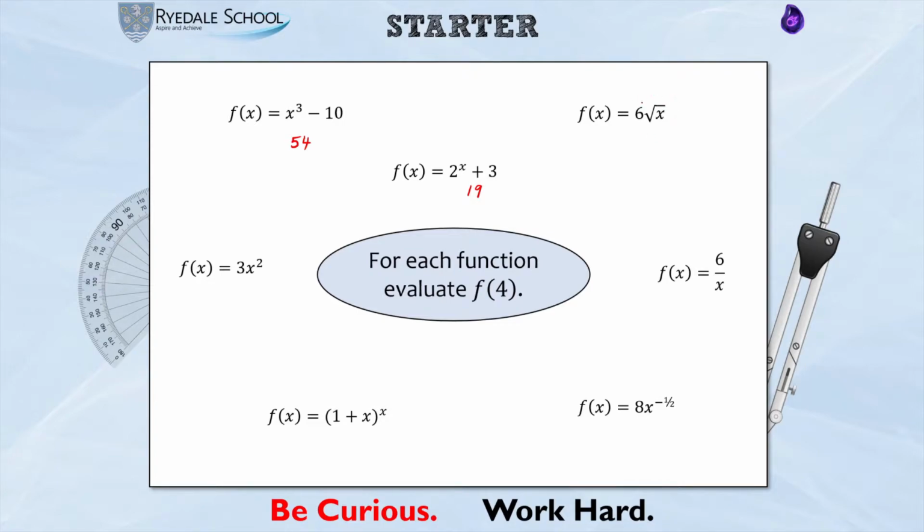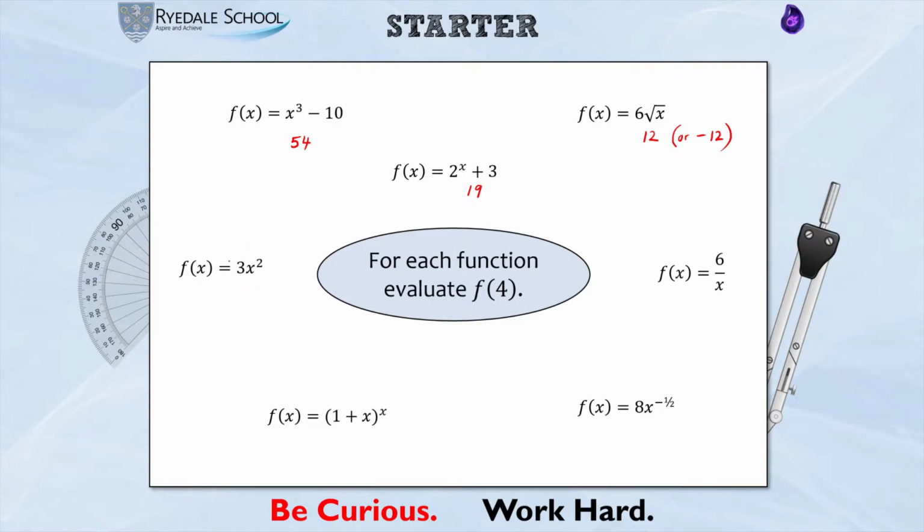This means 6 lots of the square root of 4. It's not going to be a third because we can do the square root of 4. Okay. Square root of 4 is 2. So the answer to this is 12. Or, if anyone's being clever, the square root of 4 is actually also minus 2, so it could be negative 12.